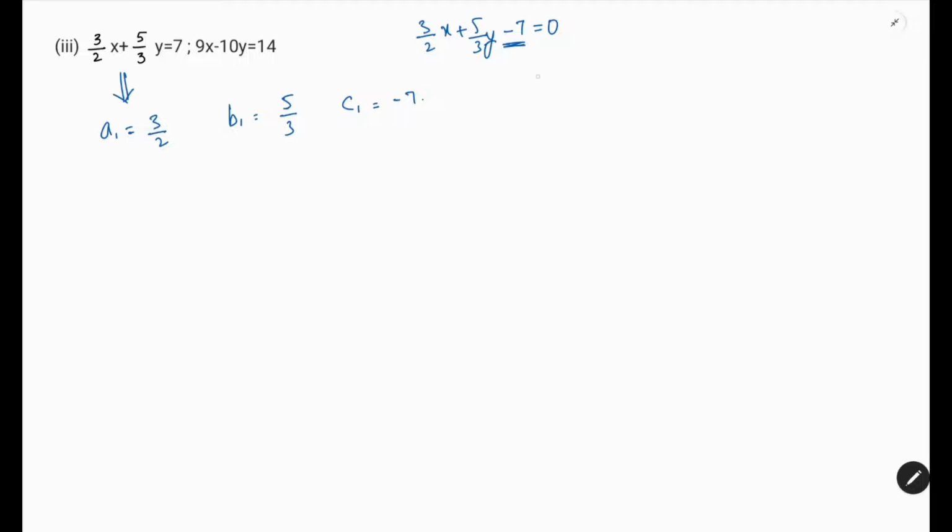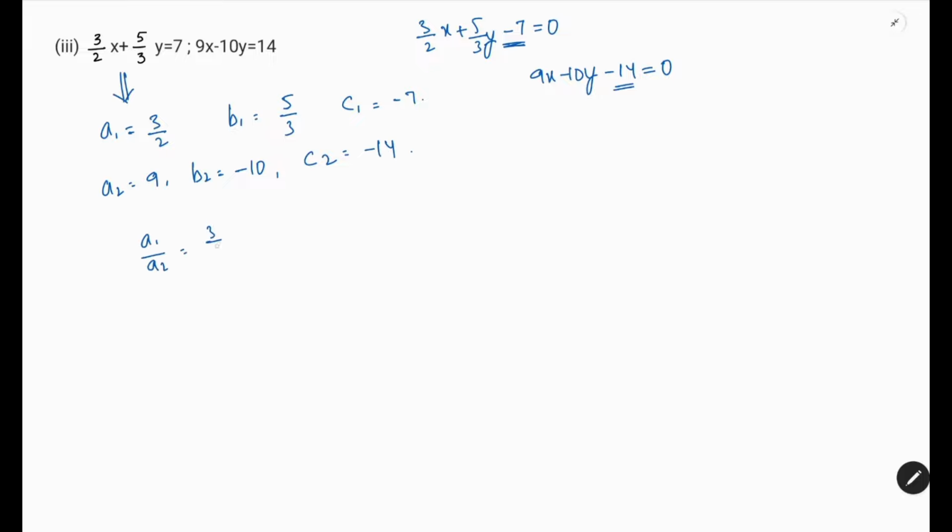In the second equation, 9x minus 10y, and if you take the constant term to the left side, it will be minus 14. This is C2. Okay. In this second equation, A2 is 9, B2 is the coefficient of y, that is minus 10, and C2 is the constant term, it is minus 14. Here we will find out the ratios.